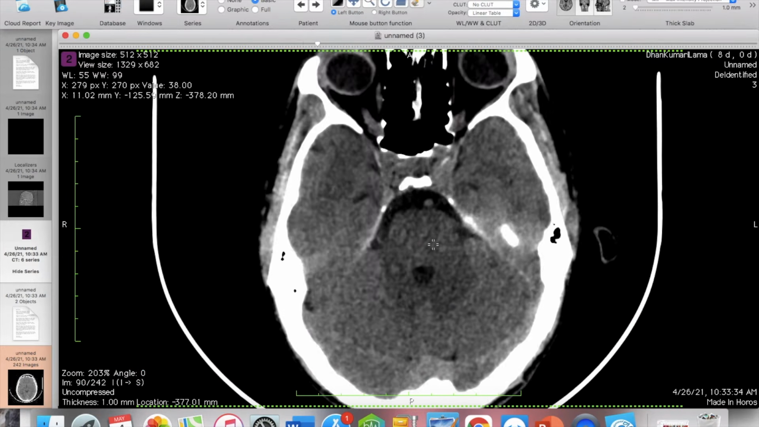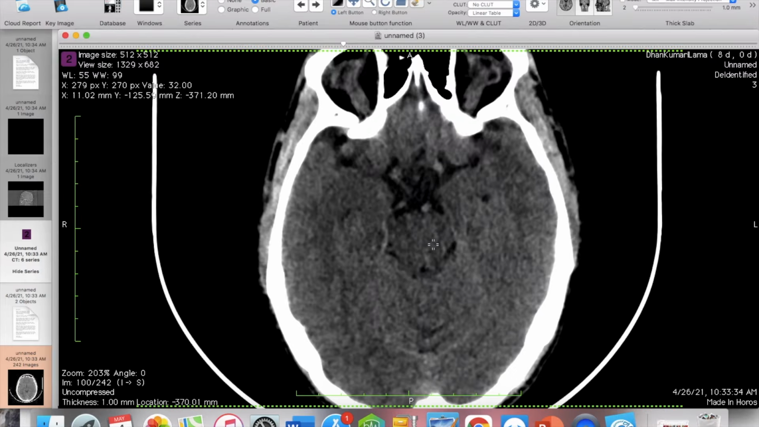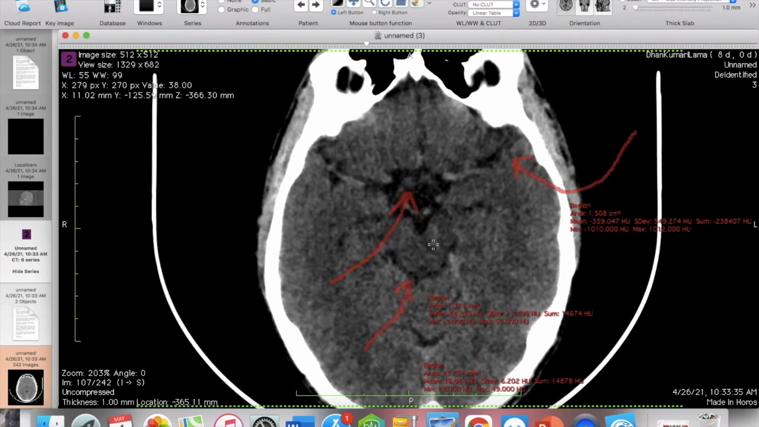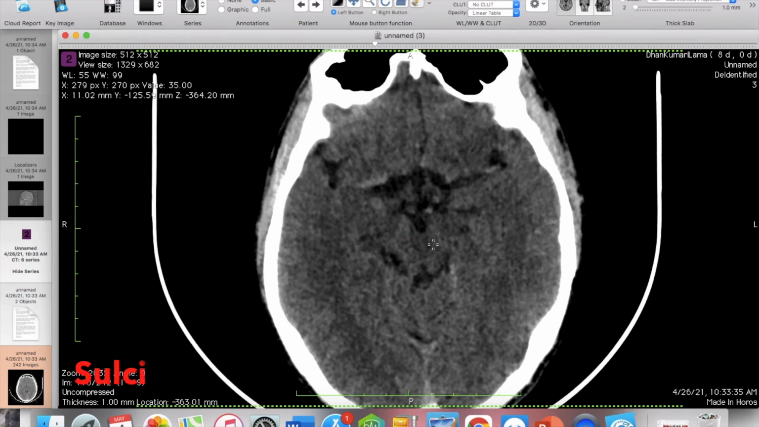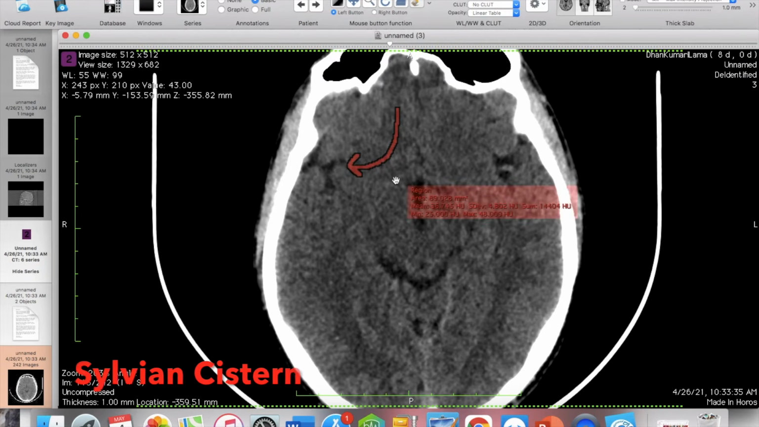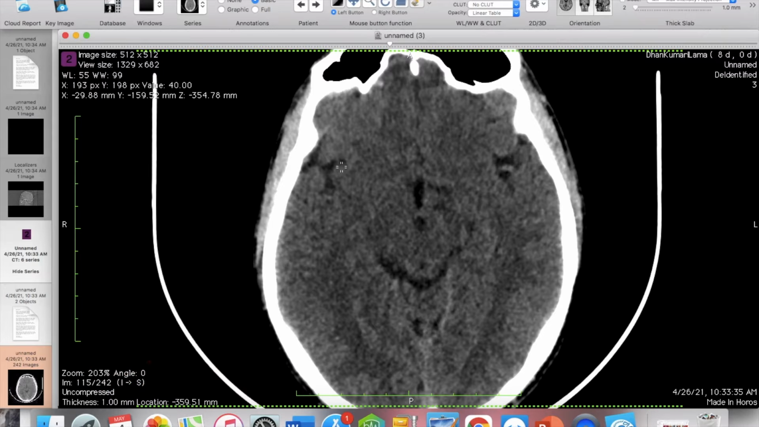Now as we go cranially, the parts of the skull base are not visible, so the rest of the brain is separated by different sulci. The frontal and the temporal lobes are separated by this cistern, which is known as the Sylvian cistern. So the part of the brain that lies anterior to the Sylvian cistern is the frontal lobe, and the part of the brain that lies posterior and peripheral to the Sylvian cistern is the temporal lobe.